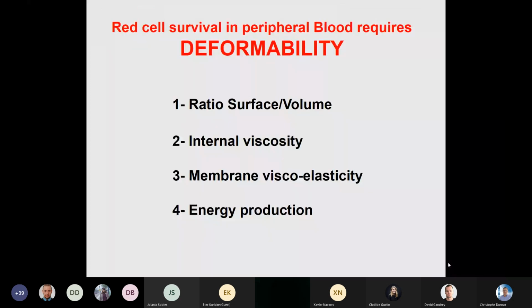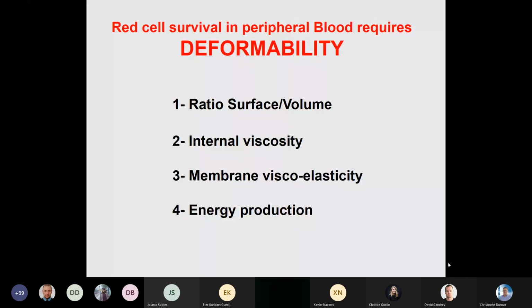So the important thing about red blood cell survival in the bloodstream is their ability to have a high deformability. Deformability is really a cornerstone in the survival of these red blood cells. And each time the deformability is impaired, there will be a high risk of hemolysis. So deformability depends on many different factors, and I put some of them here. And you will see that the membrane properties of the red cells are important factors that allow this deformability.